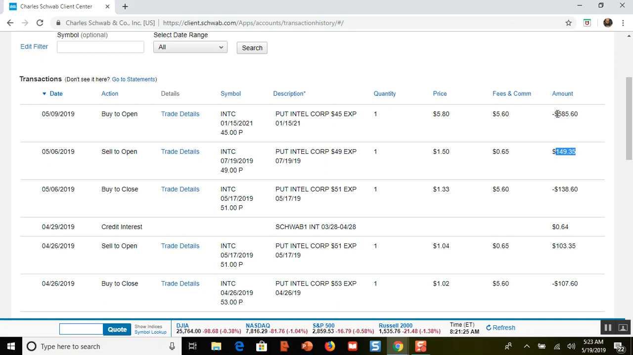Intel dropped down to about $46 a share, and I said, forget this, I am buying to open another put. And just like magic, my put spread turned into a ratio put spread, and so I'm going to talk about how this ratio put spread works. So this ratio spread has solved my problem that I had with the Delta.